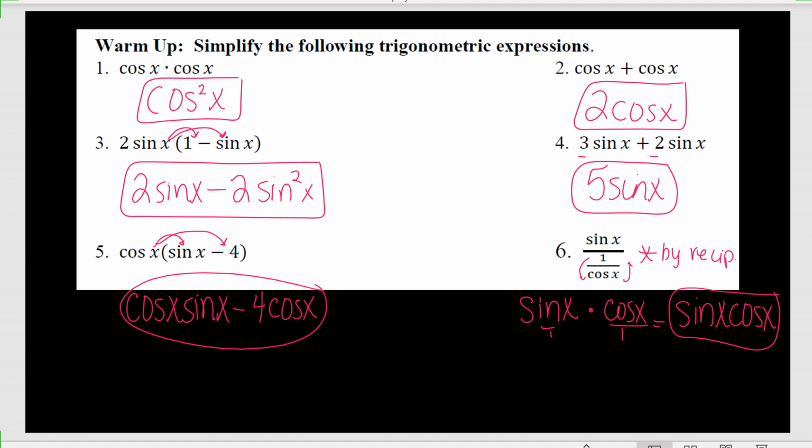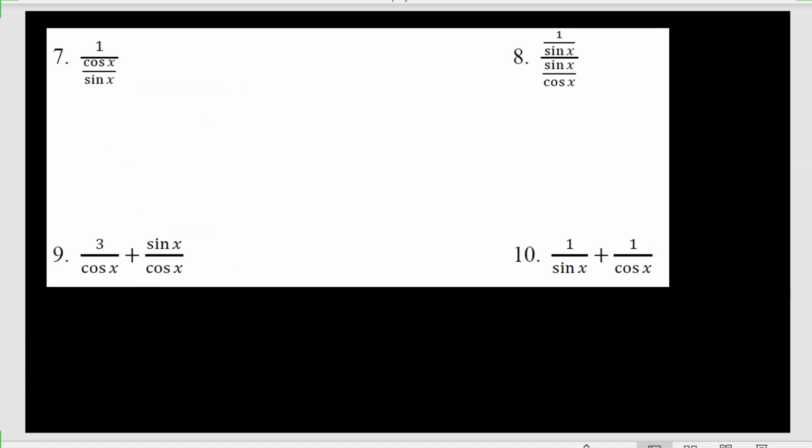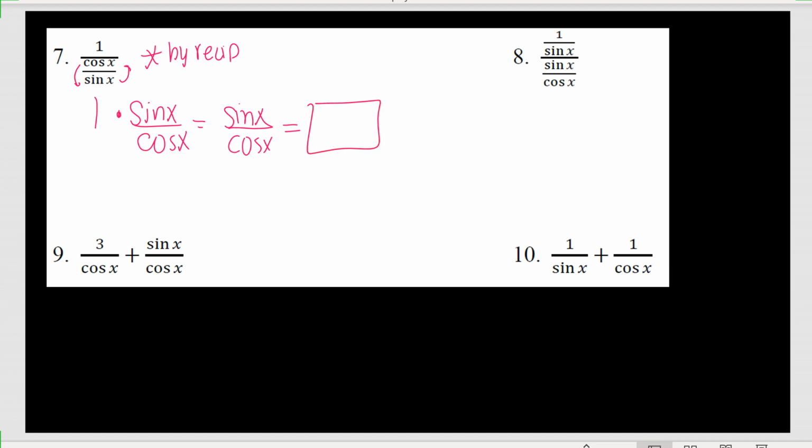Great job with those. Okay, let's try a few more. Number 7, 1 divided by cosine of x divided by sine of x. So again, that's another multiply through by the reciprocal. I'm going to keep the numerator as 1 and multiply it by the reciprocal, cosine over sine. Its reciprocal will be sine divided by cosine. 1 times anything is what you have. So that's just sine of x divided by cosine of x. Do you remember that is the quotient, sine over cosine, y over x? That's the exact same value as tangent. So tangent of x is the best way to simplify that example.